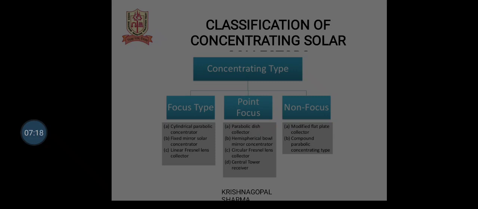Here you can see concentrating type is divided into three types: focus type, point focus and non-focus. In focus type there are cylindrical parabolic concentrator, fixed mirror solar concentrator, linear Fresnel lens collector. In point focus there are parabolic disc collector, hemispherical bowl mirror concentrator, circular Fresnel lens collector and central tower receiver. In non-focus there are modified flat plate collector, compound parabolic concentrating type.